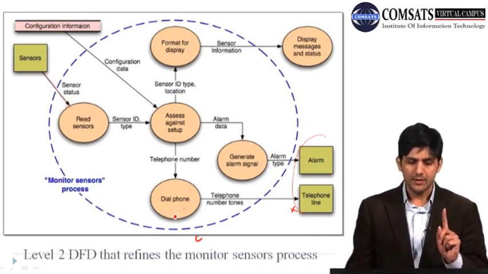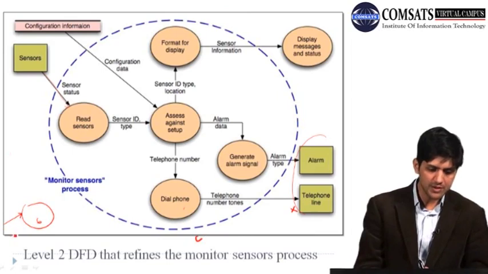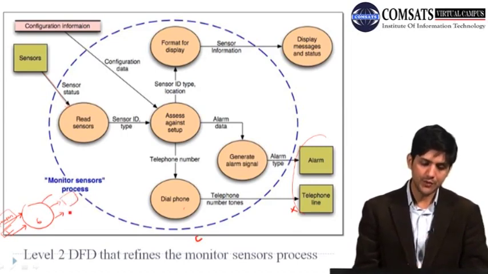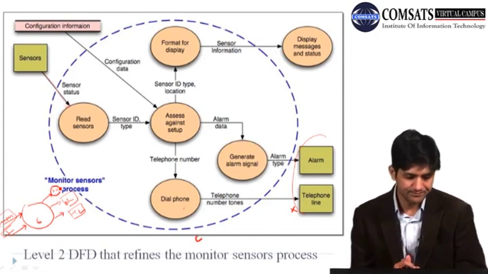Okay, now if we remember, let's quickly draw this monitor sensor process here. We try to draw this process number 6 here. We said that there were 2 inputs to this process, and it was producing 3 outputs. One input was coming from the sensors, the other was coming from a data store. Among the outputs, 2 outputs were going to the external entities. One was going to the alarm and the other was going to the telephone line, and one output was going to another process which was display information, display status, and messages and status.